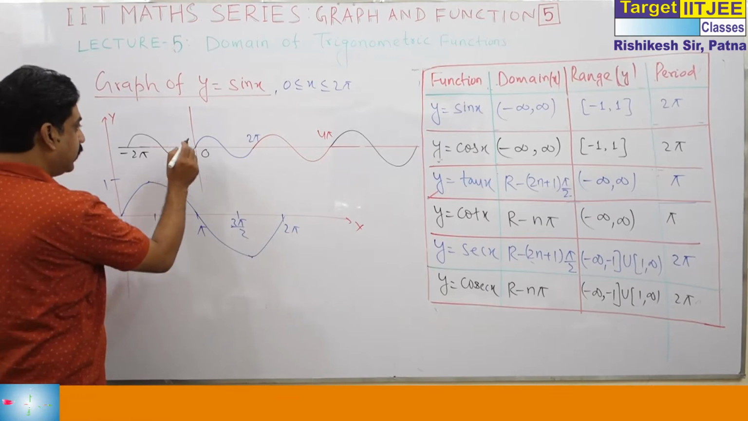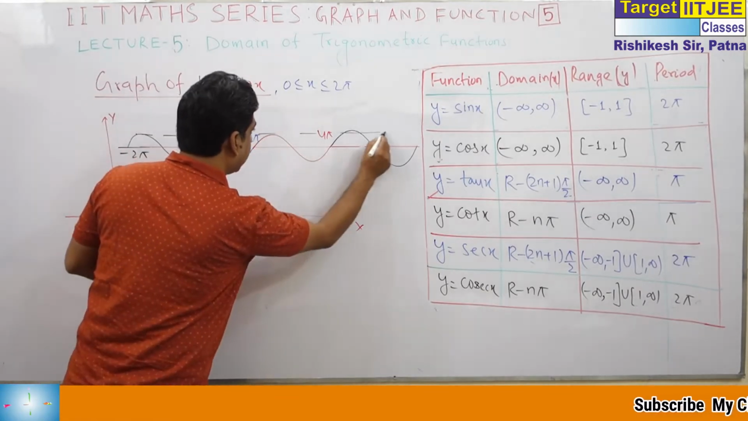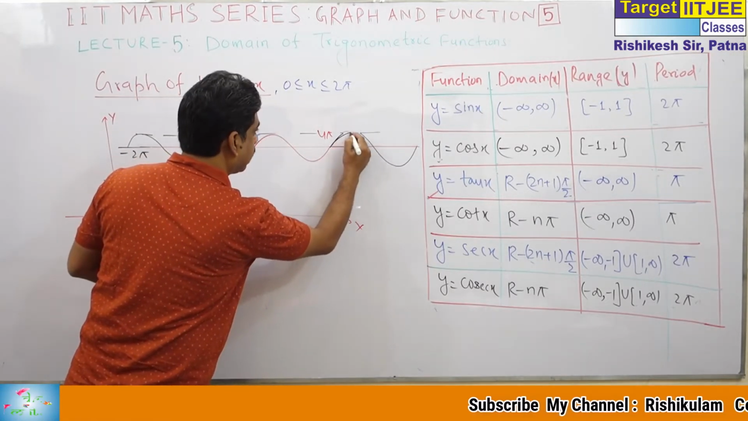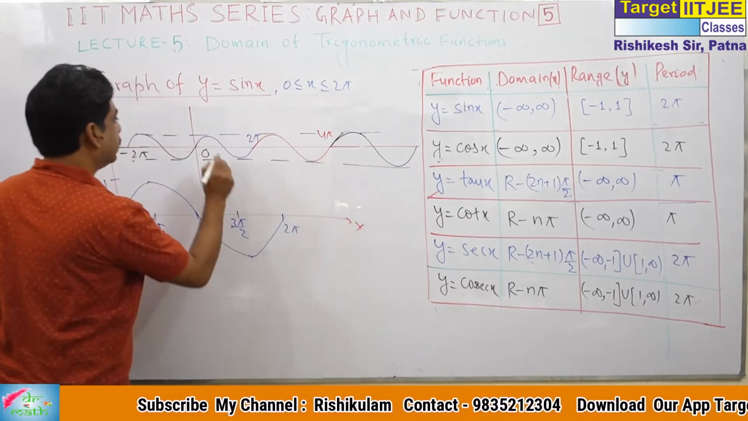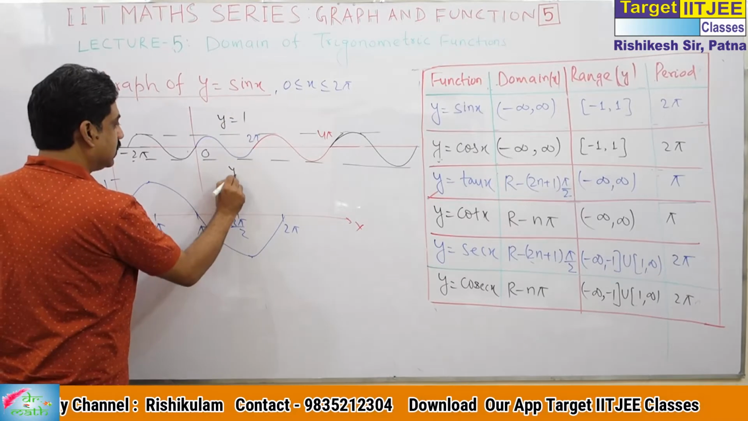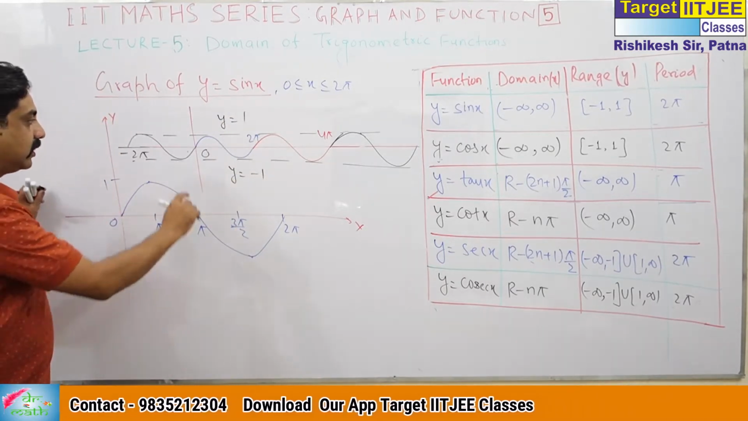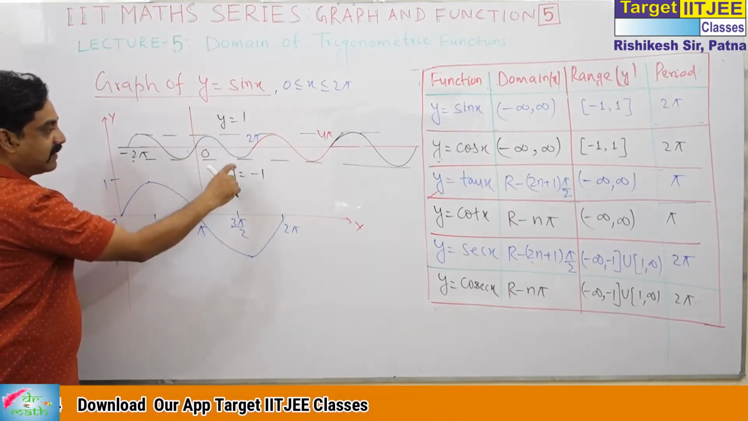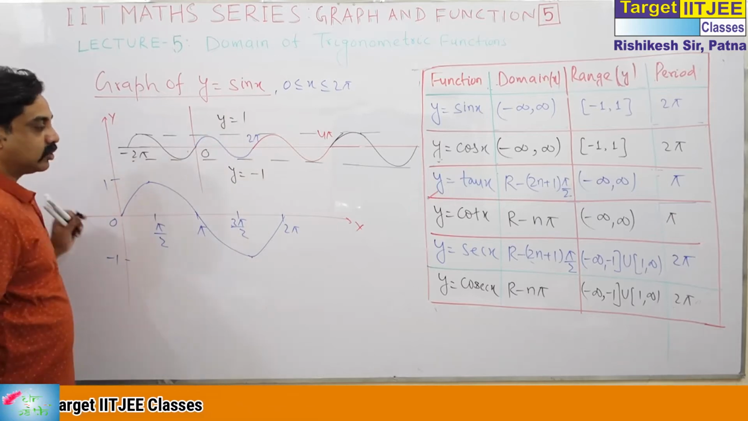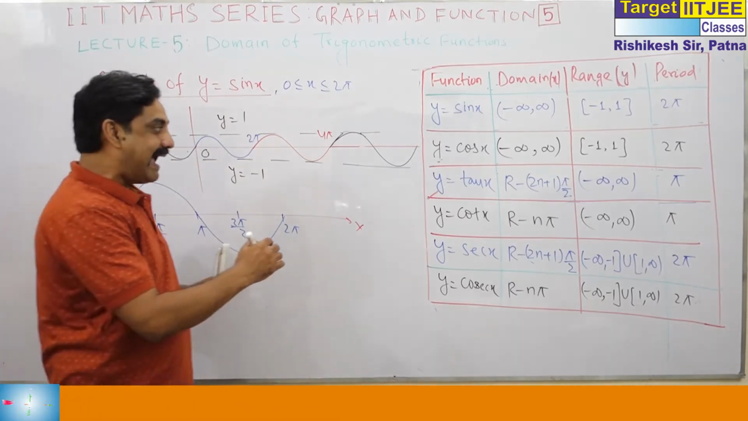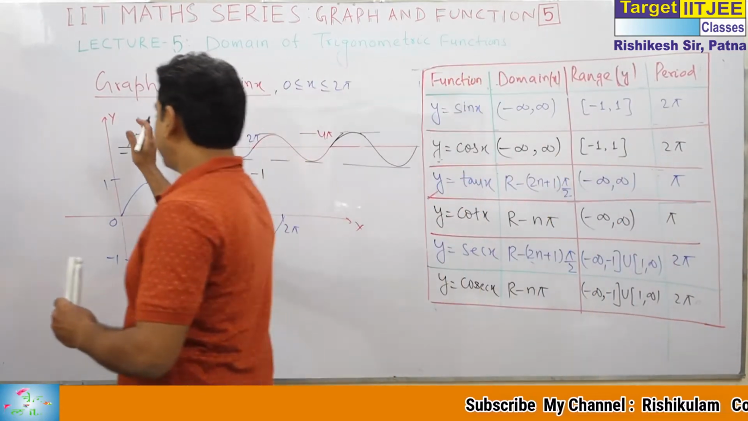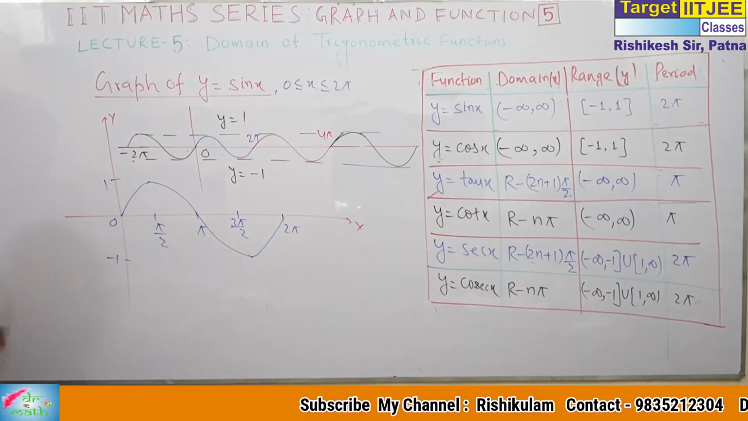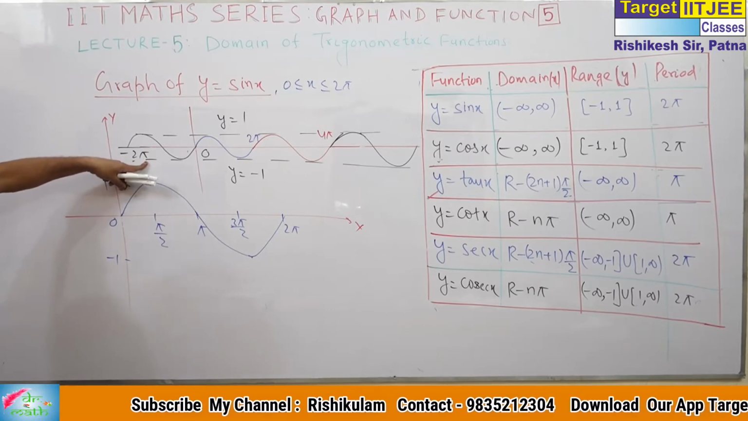So, the highest value is what? 1. The lowest value is what? Minus 1. This is y is equal to 1. This is y is equal to minus 1. So what is the range? The range is minus 1 to 1, values of y. What is the domain? We can extend this graph up to infinity on the right side and minus infinity on the left side. So this is the general graph of sin x.